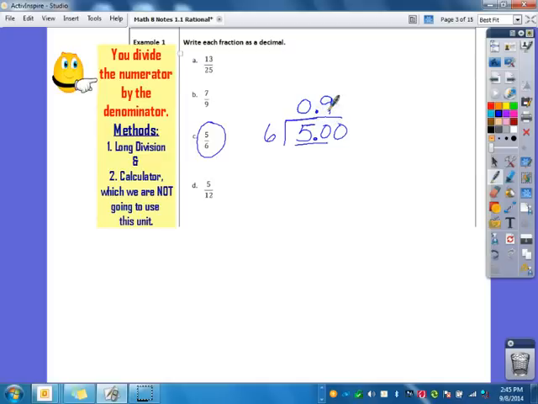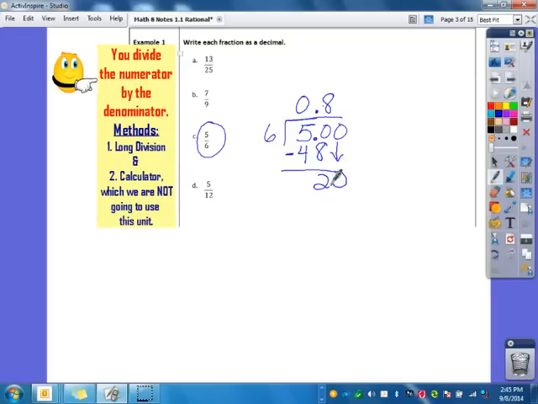6 times 9 is too many, right? 6 times 9, 54. That doesn't work. So what are we going to try? 6 goes into 5 0 times. How about 6 times 8? Does that work? 6 times 8. There we go, 48. Okay, so 50 minus 48 is 2.